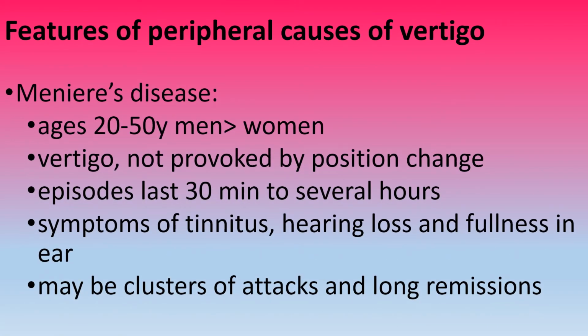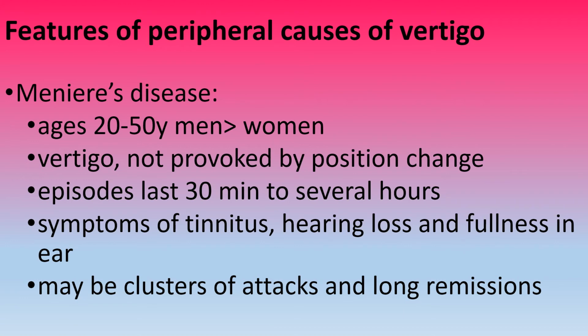Features of peripheral causes of vertigo: Meniere's disease. Age 20 to 50 years, men greater than women. Vertigo is not provoked by position changes. Episodes last 30 minutes to several hours, with symptoms of tinnitus, hearing loss and fullness in the ear. There may be clusters of attacks and long remission.